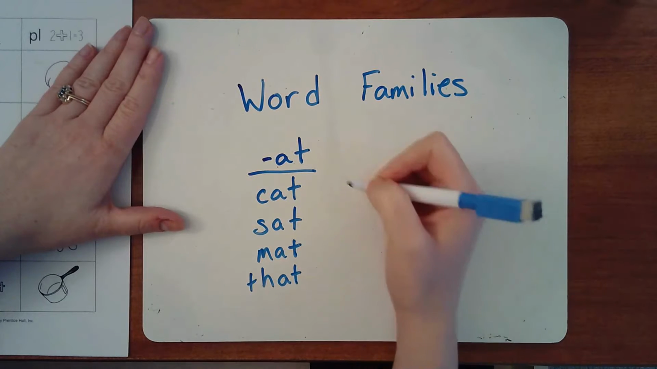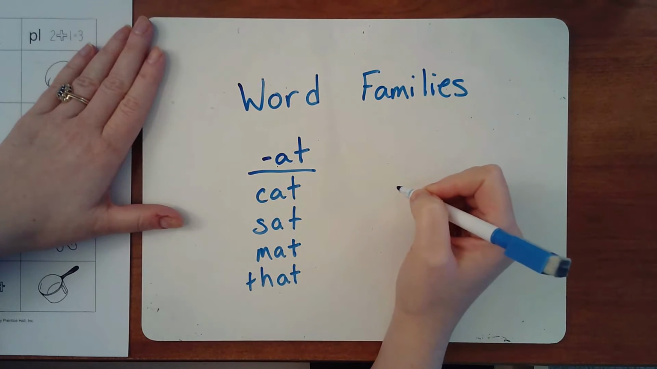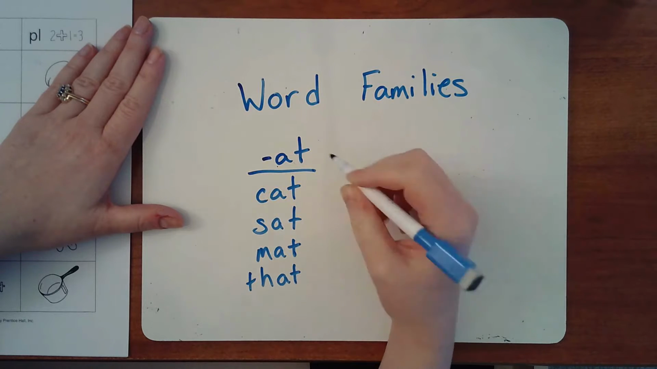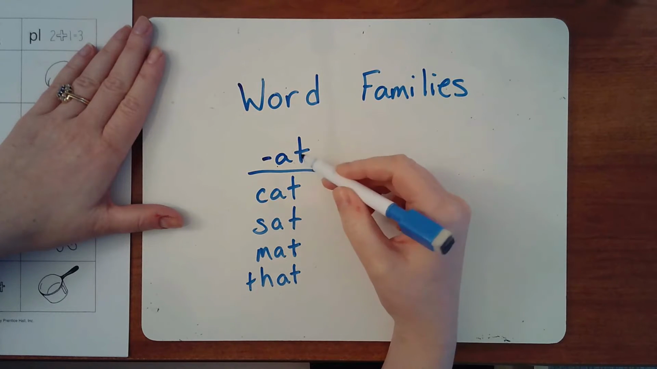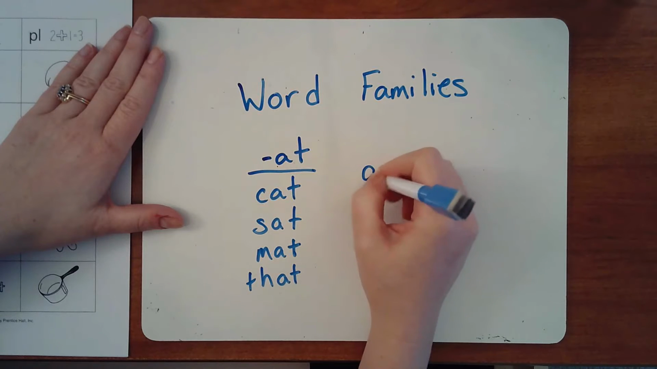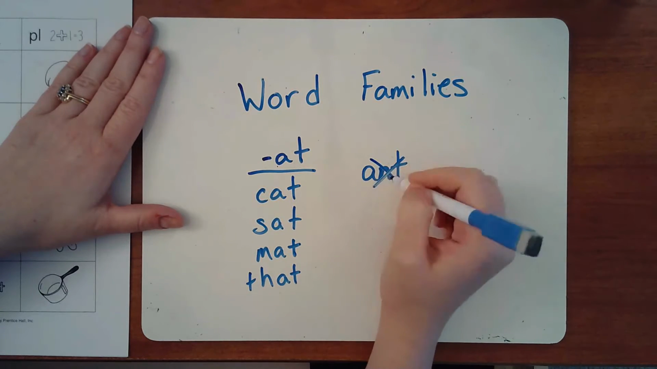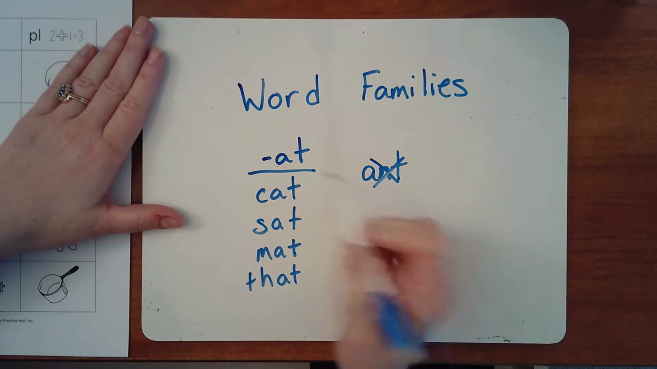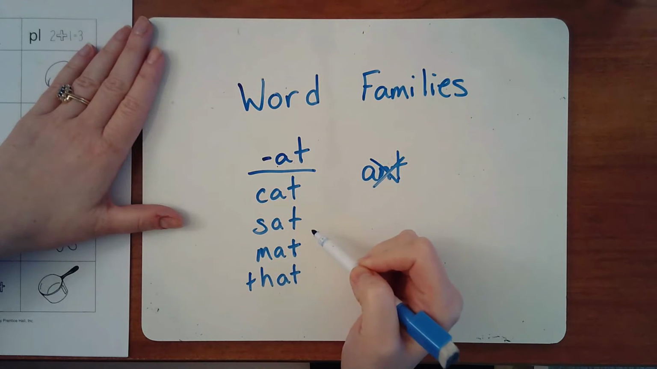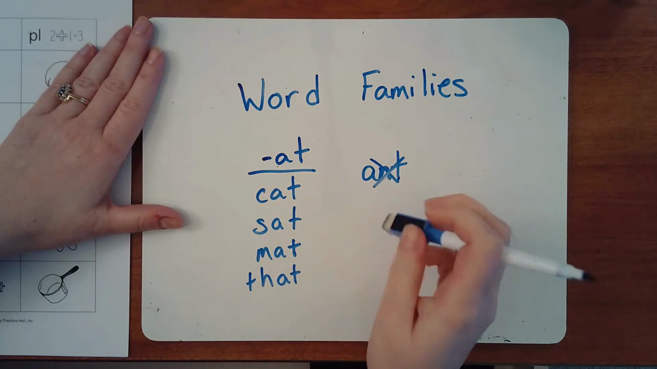Sometimes students will get a little confused and they will try and do other things that almost sound like it, and it really does have to be that rhyming word. So for the "at" family, somebody might say, how about ant? And ant is pretty close, but it doesn't have that ending rhyme right there. So that's what a word family is.